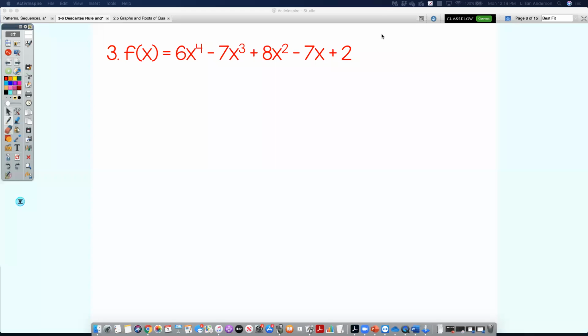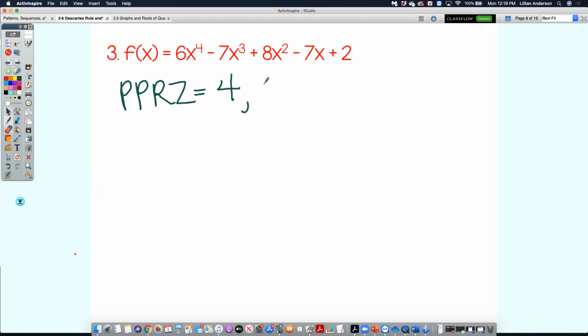Online, how many possible positive zeros did I have? Anyone online? 4, 2, and 0. You guys agree? Yes, I have 1 change, 2 changes, 3 changes. All 4 of them change. So then you count down from there.